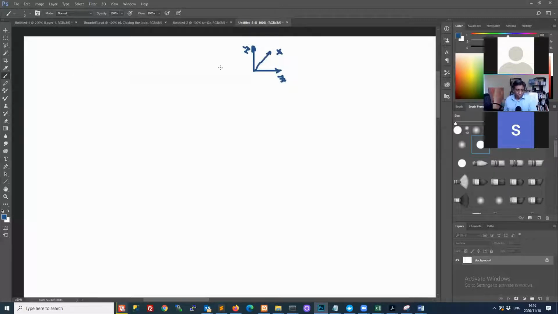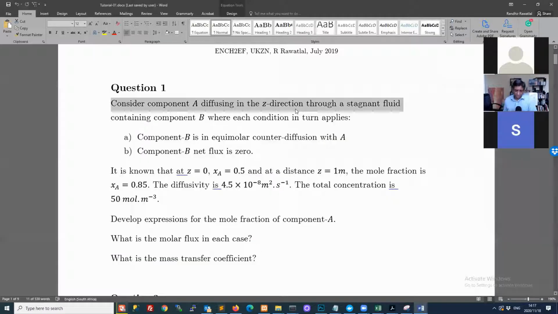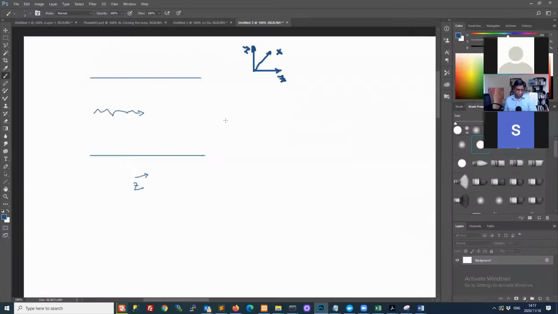And now we've got some fluid that's varying in Z. So let's just draw something, some kind of space here. And so we've got a fluid that seems to be diffusing in the Z direction. Right, so this is Z. So always make a small sketch, keep track of your directions. And we are told it's a stagnant fluid. So the fluid itself is not diffusing. So let's just draw something to imply a solute or something like that. And you've got your component A, which seems to be diffusing through that.